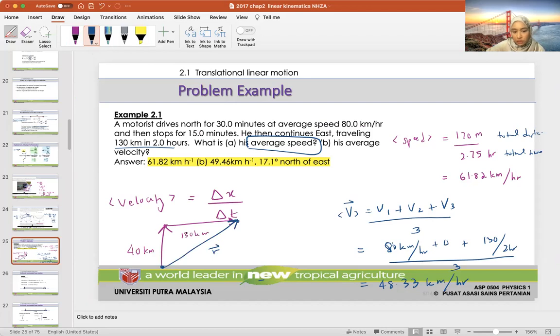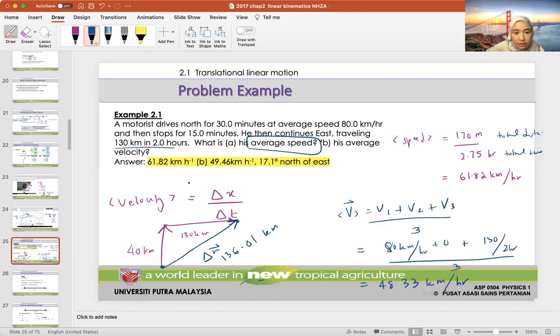This is the displacement vector. So we have 40 here and 130 here. Using Pythagoras theorem, I would get the square root of 40 squared plus 130 squared, which is 136. So this is my change in position vector, or change in displacement. So 136 kilometer. 136.01, okay, 2 decimal points, 136.01 kilometer. Okay. So the change in time.